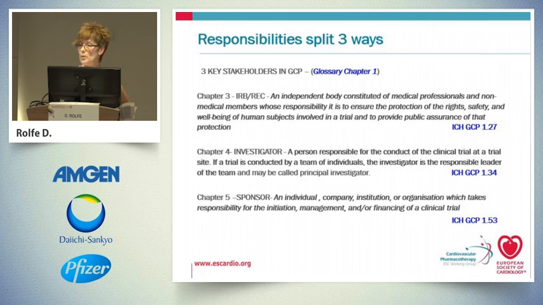Chapter two covers the actual principle. Chapter three is the REC responsibilities. Four, the investigator responsibilities. Five, the sponsor responsibilities. Chapter six covers the protocol and what a good protocol should contain. Chapter 7 covers the investigator brochure and what that should consist of. And Chapter 8 lists the minimum essential documents that you should hold in your trial master file.